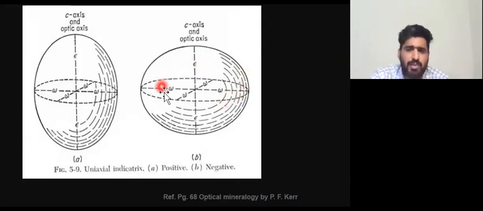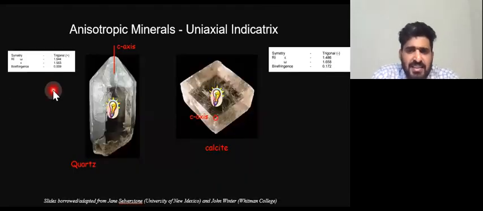At the same time, omega is again a circle in uniaxial negative also, but here the value of omega is greater than epsilon. Because of that, we get the shape of an ellipsoid, like an oblate spheroid. We can see that it is a uniaxial negative indicatrix. It's more clear when you look at the two examples given in the next slide, where, when the values of omega and epsilon are given to you, it's very easy to determine whether the given uniaxial mineral is positive or negative.